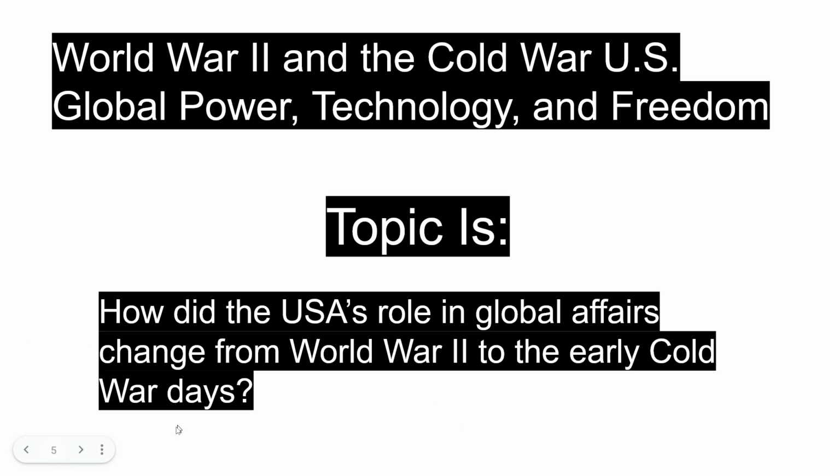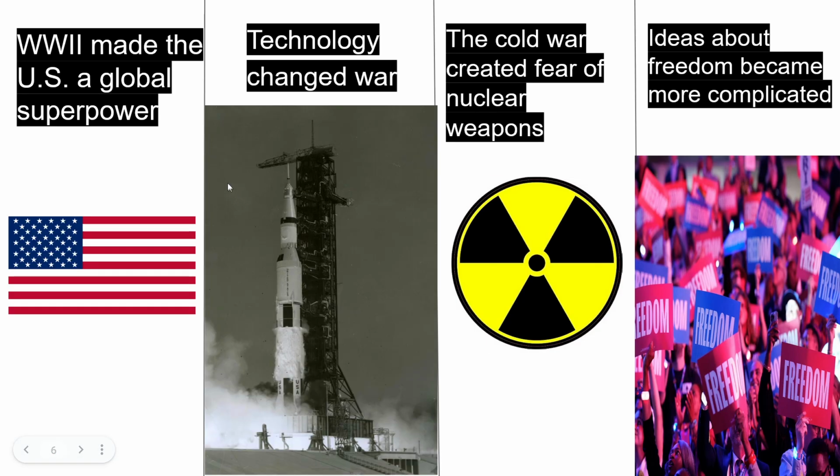As the title says, we're going to be talking about how World War II made the U.S. a global power, a superpower, as a matter of fact. How World War II affected technology and how it changed the war too. Then we're going to talk about how the Cold War created a fear of nuclear weapons, and that's going to be something cool to talk about. And then ideas about freedom that became more complicated, so how people were talking about freedom and people's rights around that time, how the war impacted everything, and then during the Cold War too.